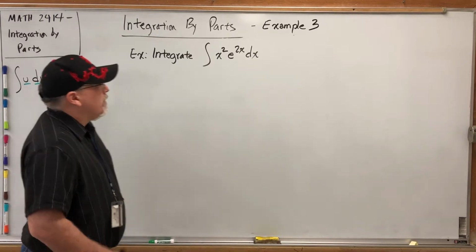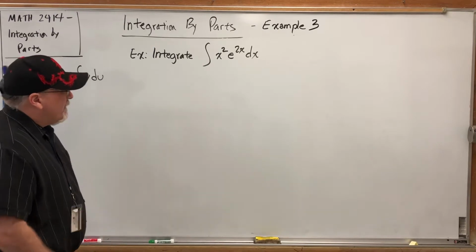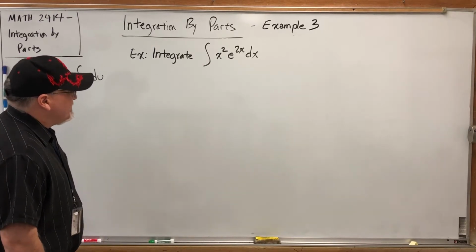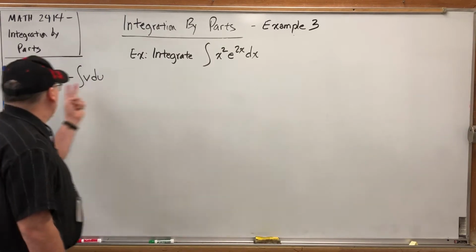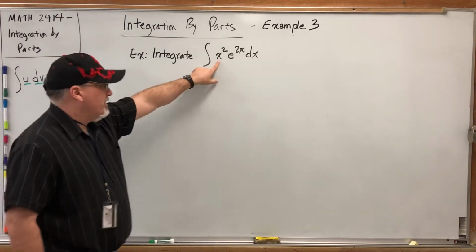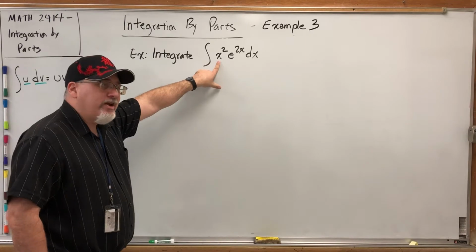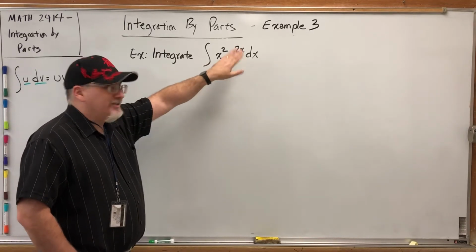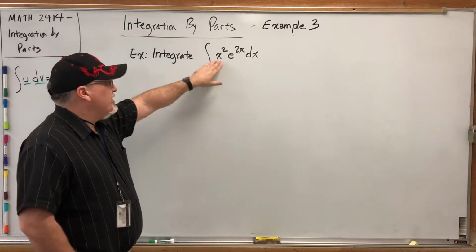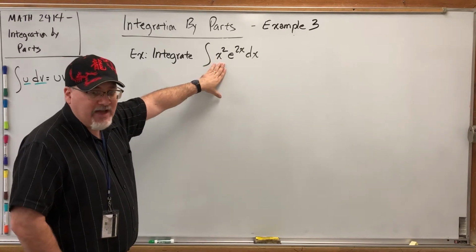So let's think about what would happen if we decided to say that dv is equal to x squared. In other words, what if we said dv was the part we were going to integrate? If we integrated x squared, its power would go up to x cubed. And that would make this more congested than it is. So I don't think integrating the x squared is my plan of attack.